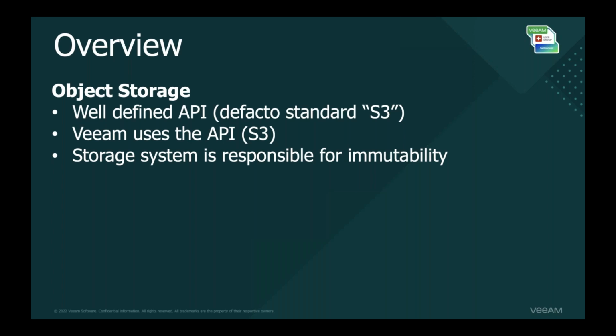It's not just in the cloud. There are many solutions that you can have on-prem, so to compare these two solutions, we have to compare them on-prem. Veeam uses this API, and in the end, the storage system is responsible for the immutability. So, a short overview of these solutions. And now the question is, how do we compare them in a fair way to make a decision?